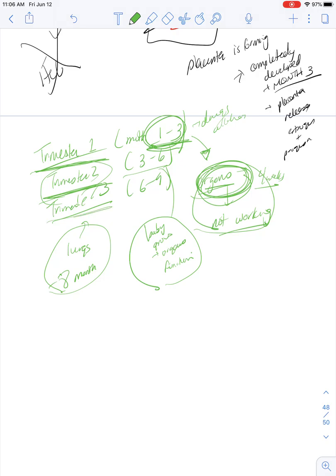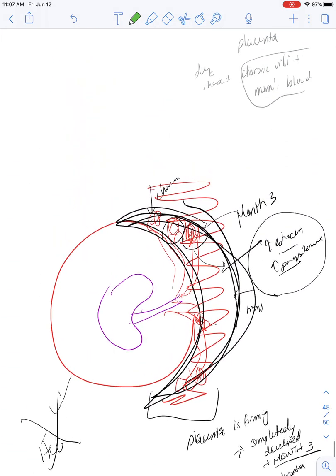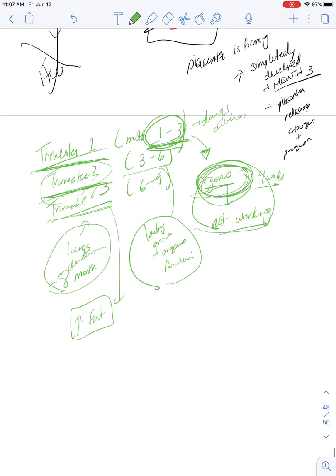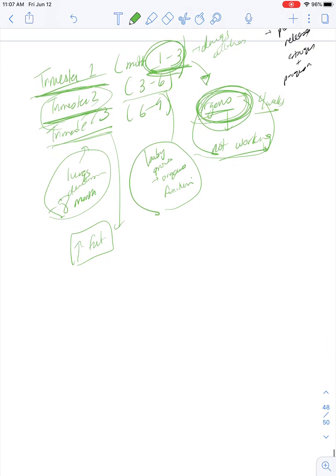Trimester 3, lungs are developing by the 8th month. And trimester 3 is when you get increased fat development in the baby and things like that. So that is what's happening as the baby develops inside the mom, and it's divided into 3 trimesters.